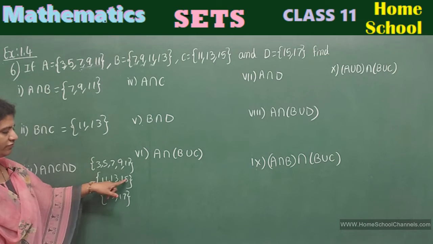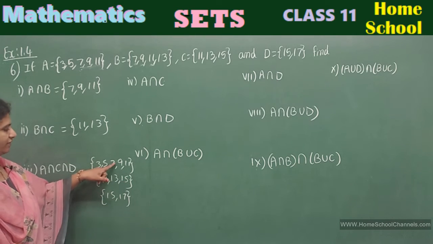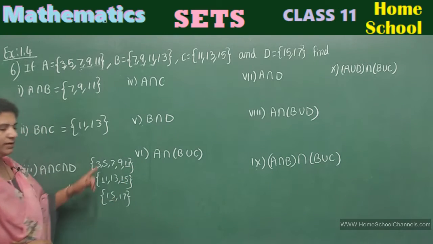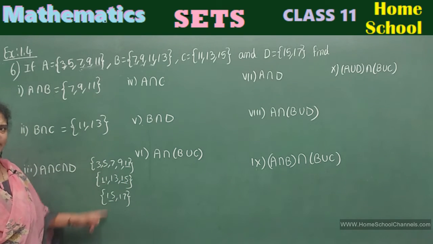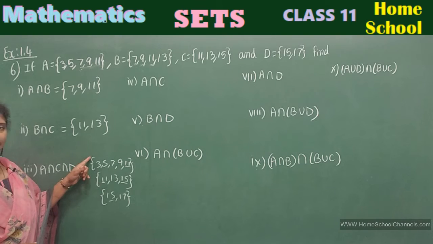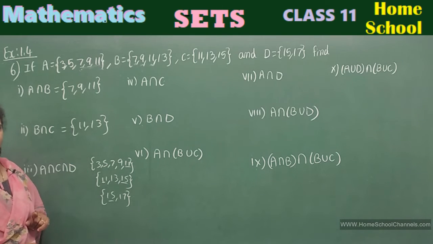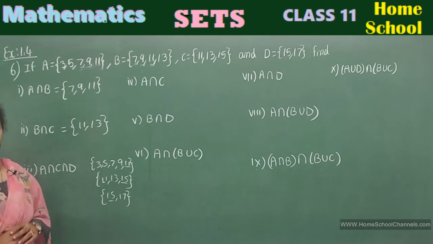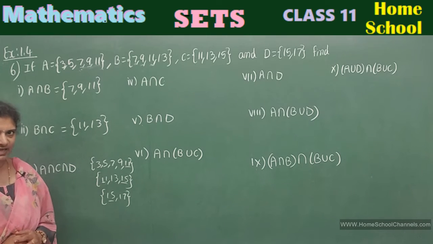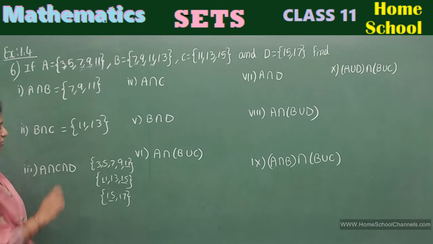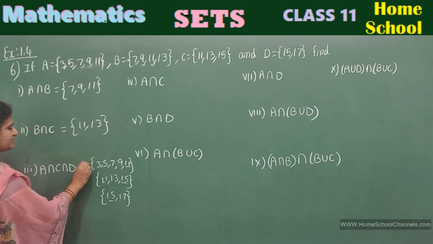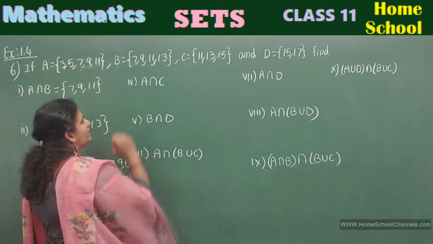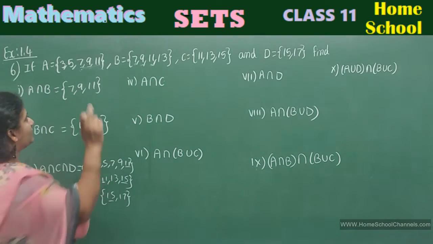See here, for these two, 15 is common. For these two, 11 is common. Right? But comparing 3 sets, intersection of 3 sets means the same element should be present in all the 3 sets. Do you have any such element? No such element. So what is your answer? Null set. Okay.